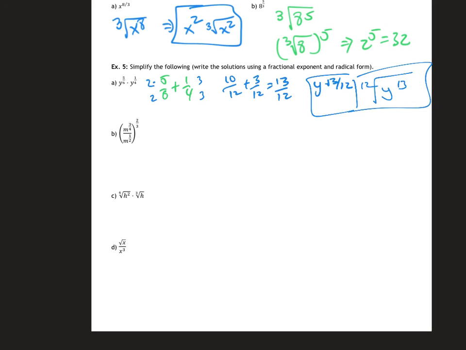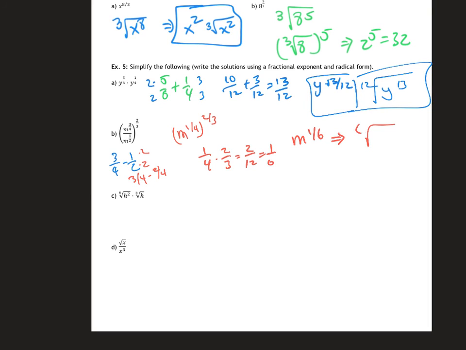Here I want to see if I can simplify. So I have 3/4 minus 1/2. I need a common denominator here, so I can multiply that by 2. So I get 3/4 minus 2/4, which gives me m to the 1/4 raised to the 2/3. Now power of a power: 1/4 times 2/3 gives you 2/12, which is 1/6. So I have m to the 1/6 power. If I convert it to radical form, that is the 6th root of m. So I have both answers here.